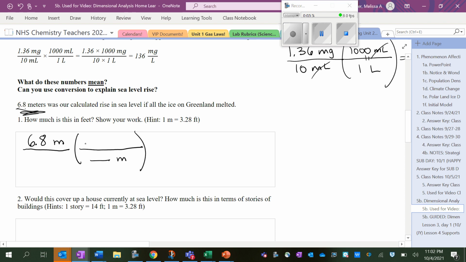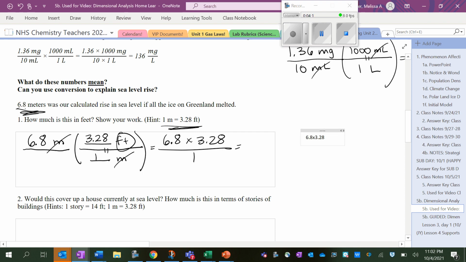Blank meters is equal to how many feet? This is a sideways equal sign. Well, it gave us this conversion right here. 1 meter is equal to 3.28 feet. So you write that in. Now I can see meters are going to slash out and I'm going to be left with feet. I multiply everything on the top and I divide by everything on the bottom, which is just a 1. And then you can use your OneNote calculator or your phone calculator. I'm just going to model using my OneNote calculator. Answer: 22.3 feet.